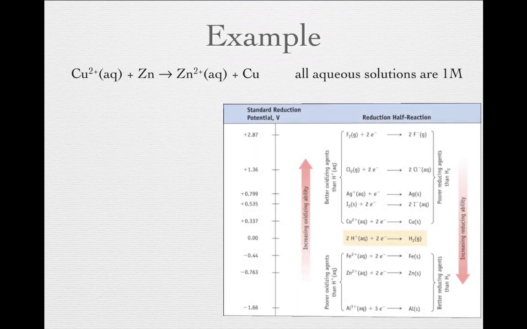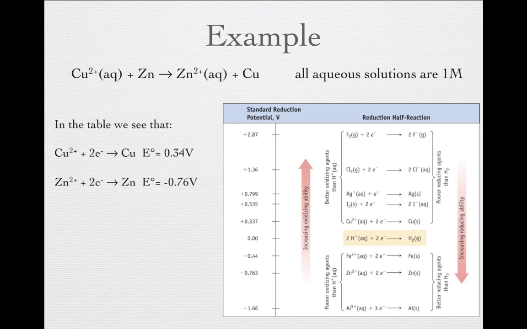Now in our table here, we see that copper 2 plus plus 2 electrons gives us copper metal, and that has a reduction potential of 0.34 volts. And the zinc reduction potential is at negative 0.76 volts. So we see that copper is the stronger, or copper 2 plus is the stronger reducing agent.